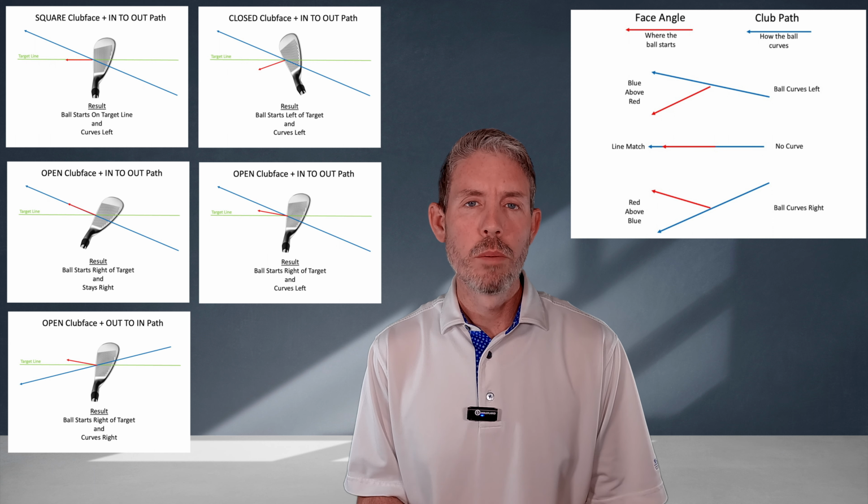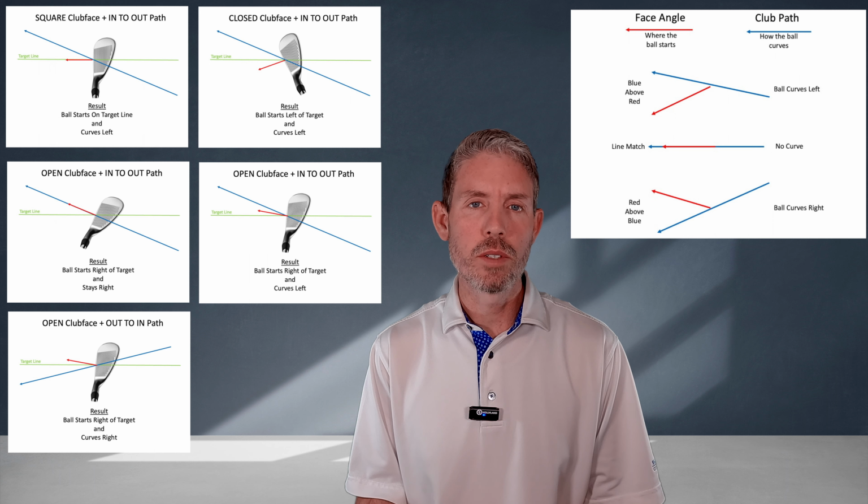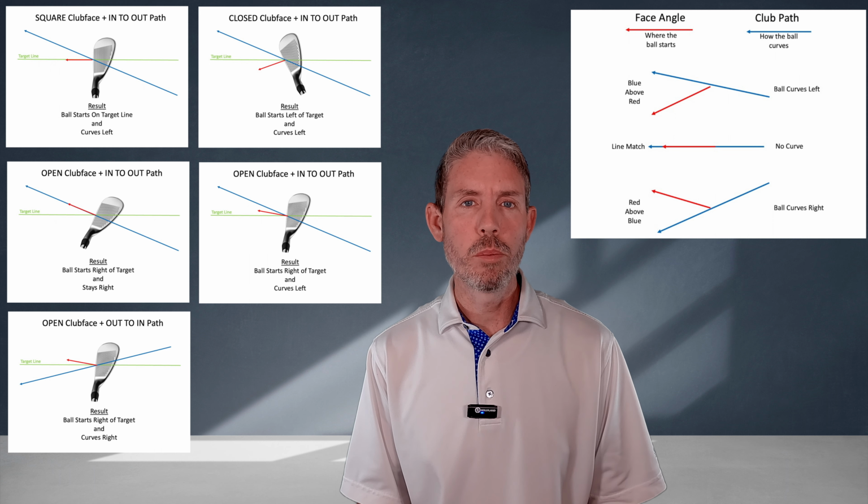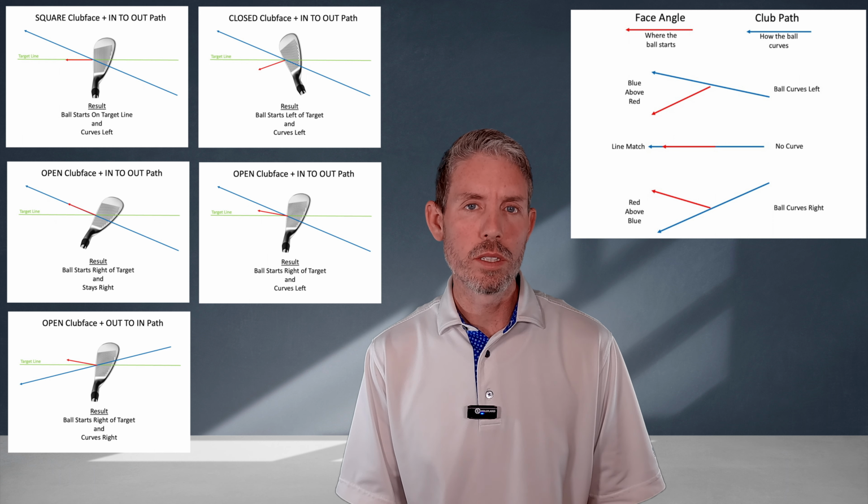In the next example, we've got the same club face angle that's pointed to the right of the target, but our path has changed. Now we're coming outside to in, and now the red line is above the blue line, meaning that we're going to get curvature to the right. So now we've got a ball that starts right of our target and curves to the right. And you can see based on these last two examples that just by changing the path, we get a dramatically different golf shot, even though our club face angle was the same.